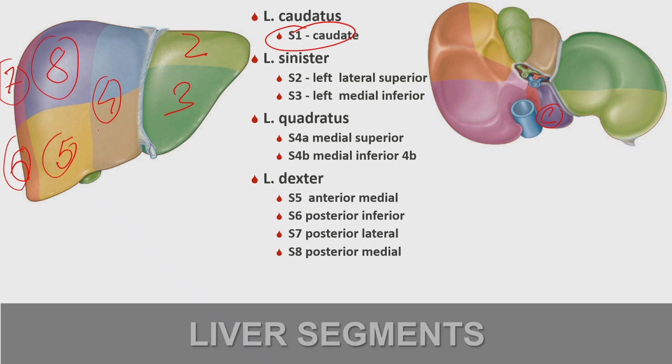What is important is to know the numbers, not directly the names. So posterior medial, posterior lateral, 7, 8. Posterior inferior, posterior medial, 6 and 5. This segmentation of the liver parenchyma is important in surgery because these are units which can be resected without risking bile leakage, bleeding, etc. And the surgeon is able to perform dissection of the liver parenchyma here safely or almost safely.